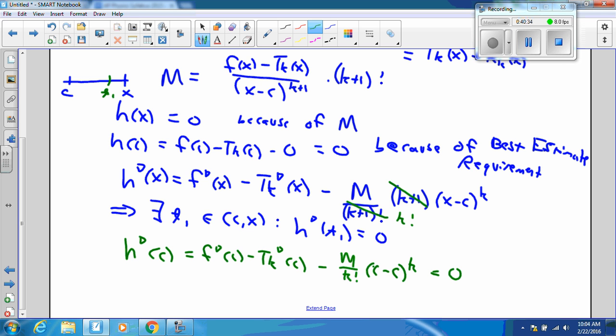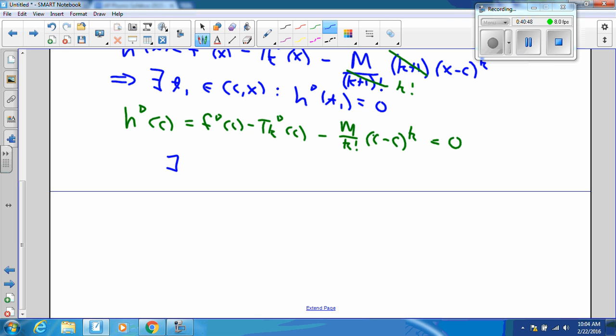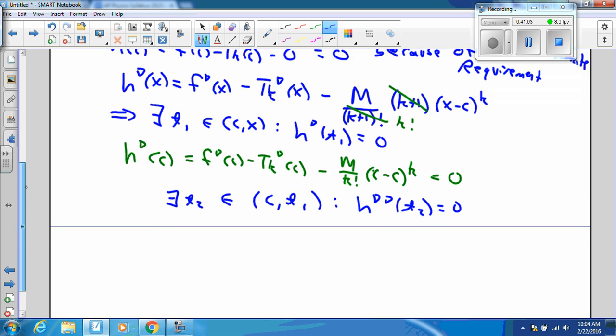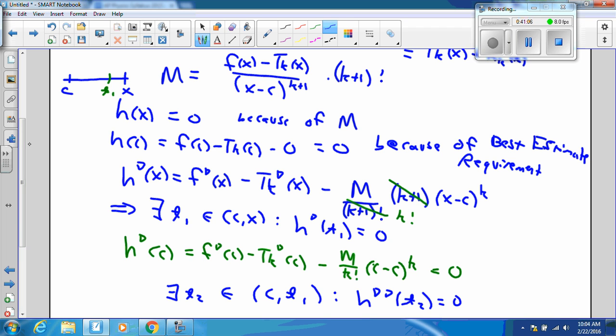Now look what we have. We have a function that is continuous and differentiable, that's h prime, and it has two values equal to each other, equal to 0, at c and t1. So I can apply Rolle's theorem to them, and I can conclude that there is a t2 somewhere between c and t1, such that h double prime of t2 is equal to 0. Cool. I think I smell a pattern coming.